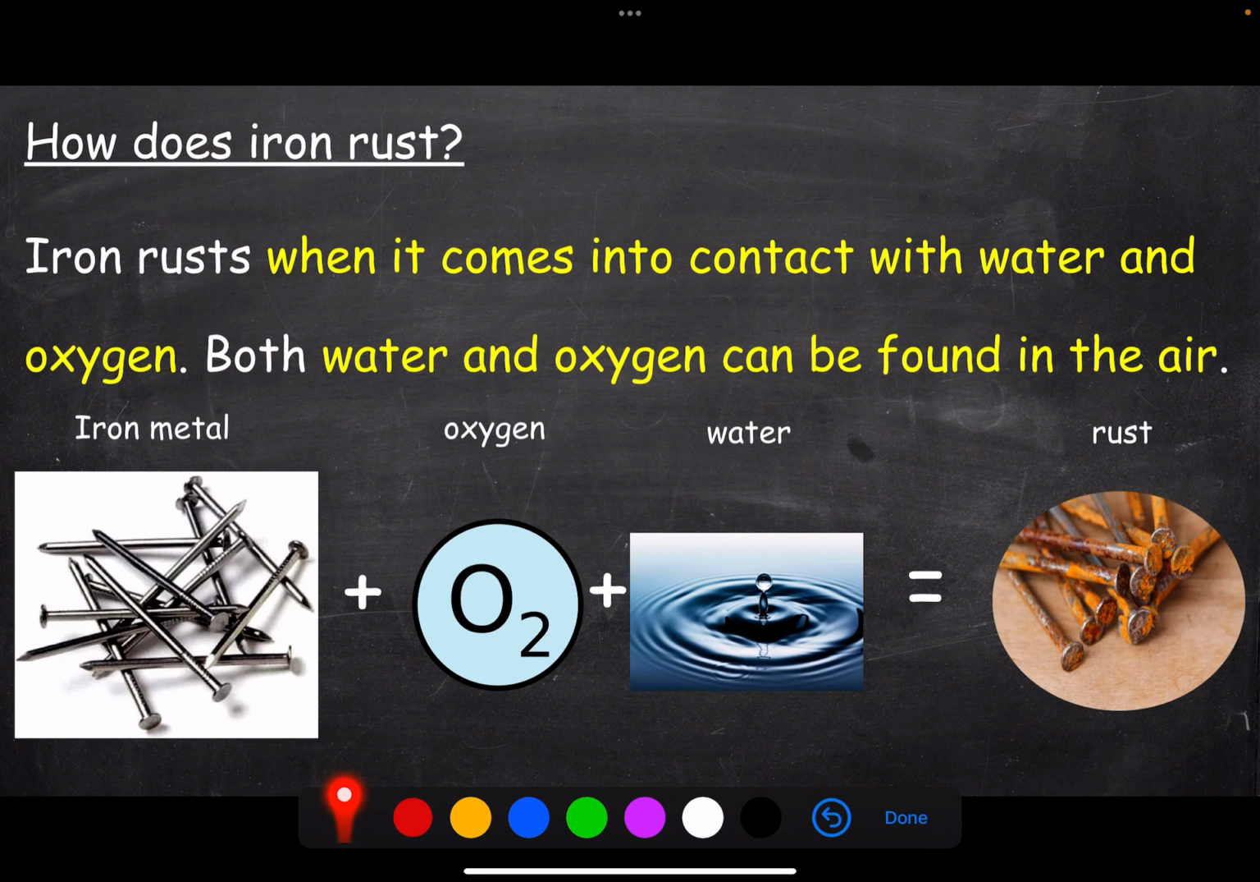So how does iron come to rust? Well, iron rusts when it comes into contact with water and oxygen. Both water and oxygen can be found in the air. So even just leaving iron lying around doesn't mean it's safe from rust, because both water and oxygen are typically found in the atmosphere. So if we take an iron nail, for example, and we add O2 and some moisture from the water, we will get rust, the corrosion of iron, which we call rusting. And then the shiny iron nails will lose their shine and start to typically look like this image over here.